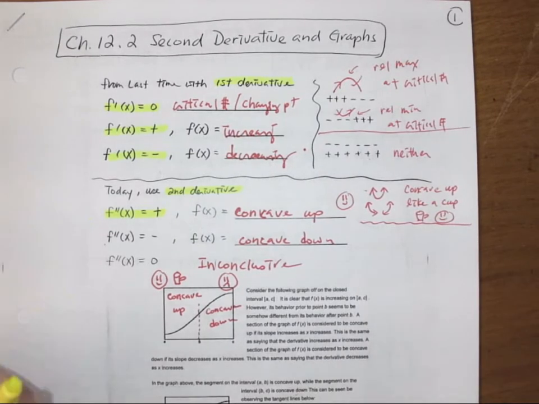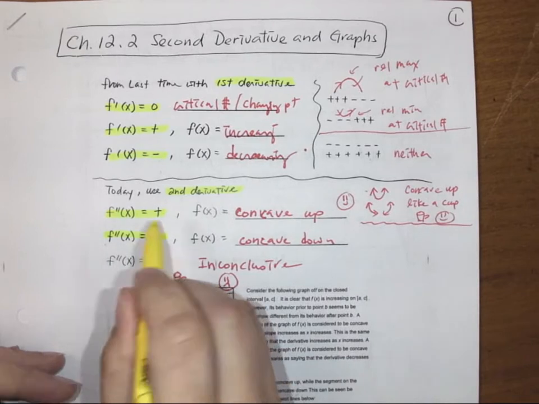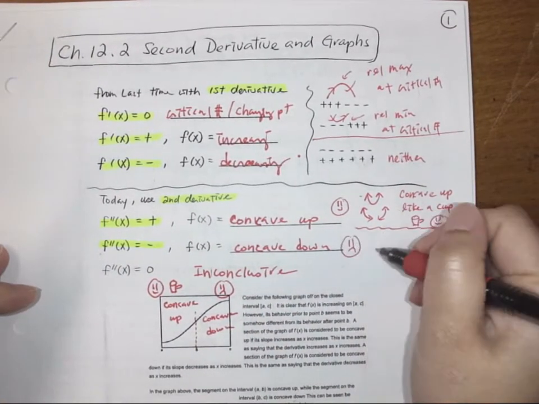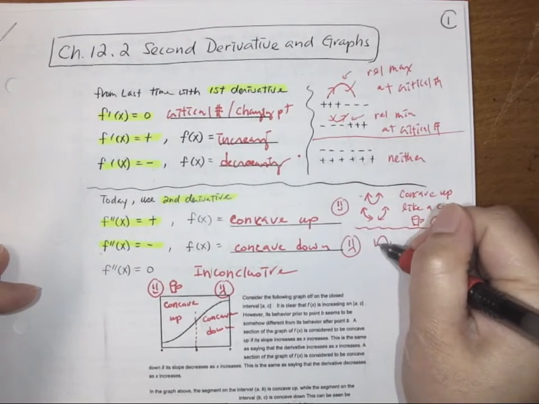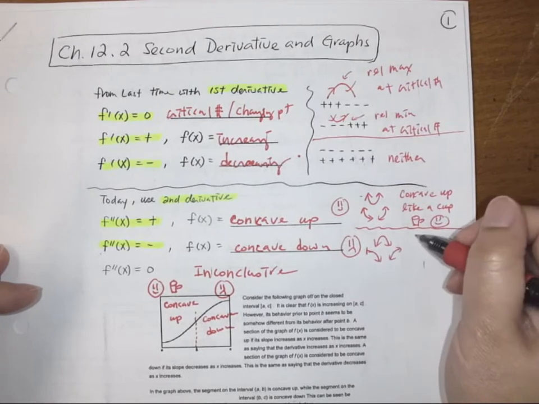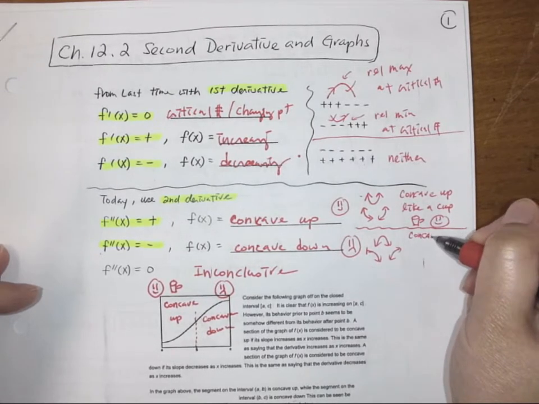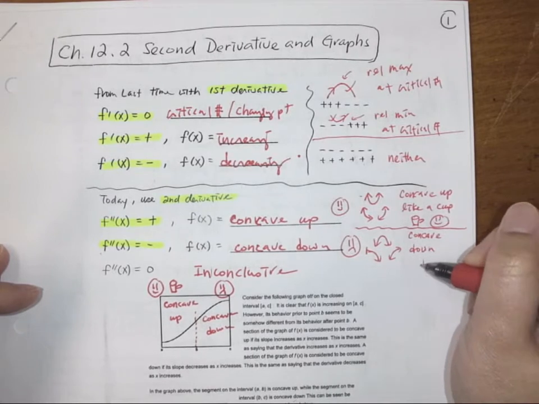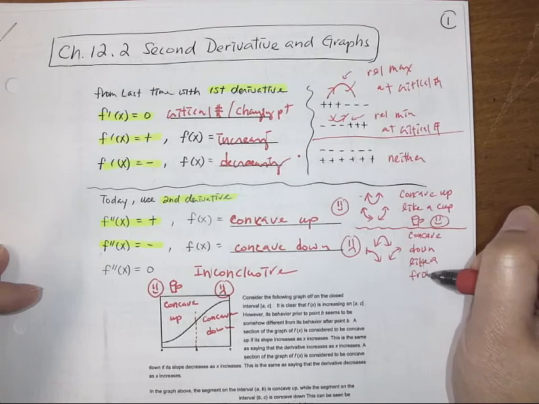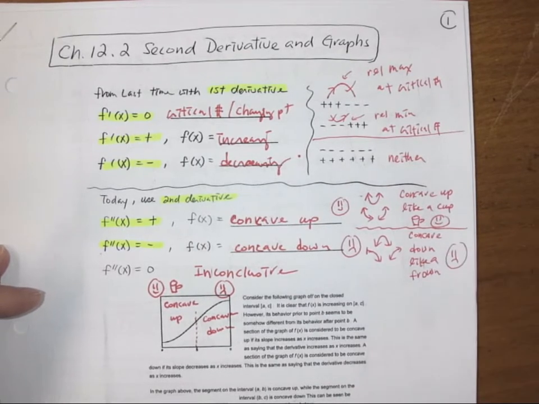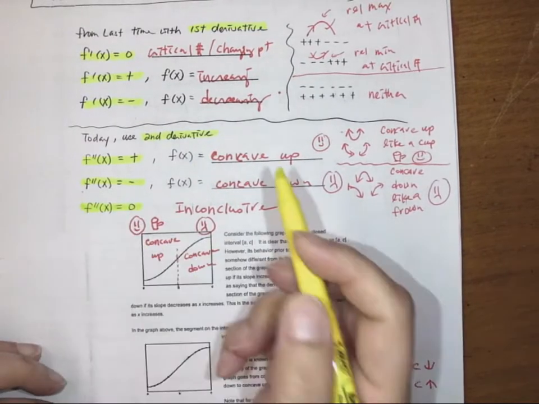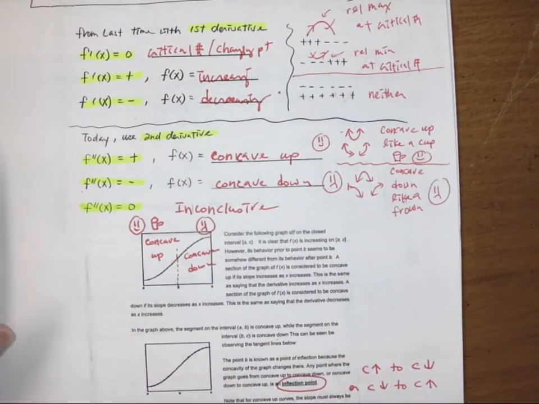Okay, and if you take the second derivative and you get a negative, negative people are usually sad all the time, so you look like a sad face for your concavity. And you may have just part of it. So concave down. Okay. But if you get a 0, then it's going to be inconclusive. We don't know if it's concave up or down.